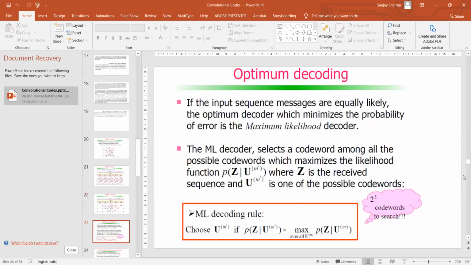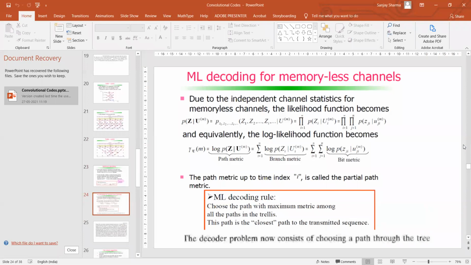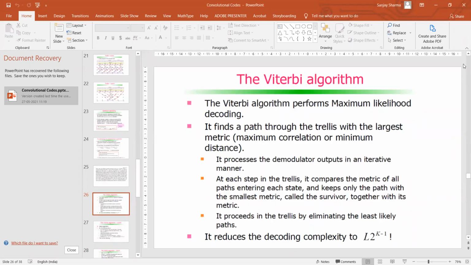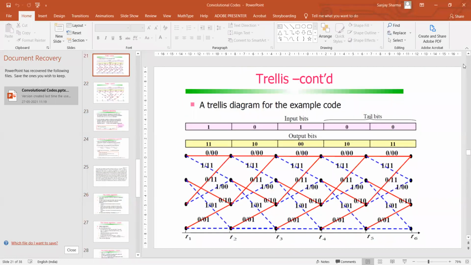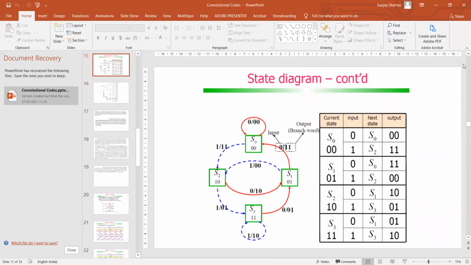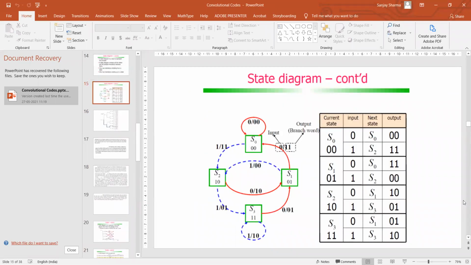All right. So let me just introduce you to the trellis. Just give me a minute, please. I'm actually referring to... Okay, so we can start from here.